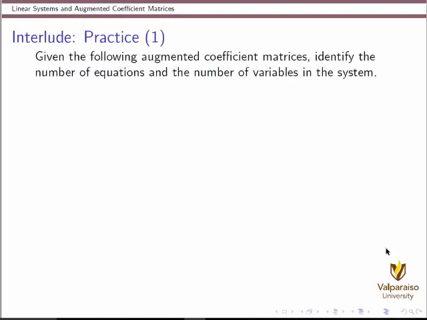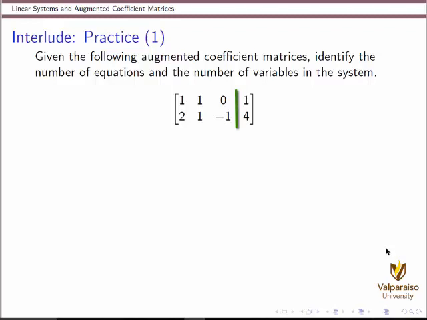So just for a moment, before we dive deeply into that problem-solving process, let's just practice more with these augmented coefficient matrices. For example, this one. How many equations and how many variables? So in these matrices, remember that each row is going to correspond to an equation, a linear equation, and the right-hand column is the right-hand side of those.